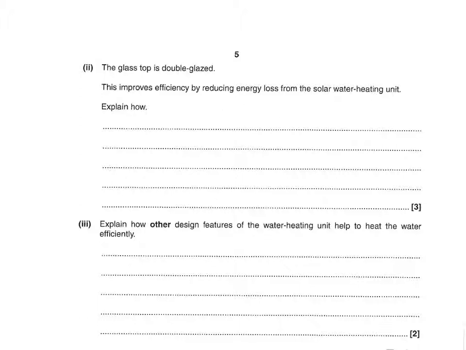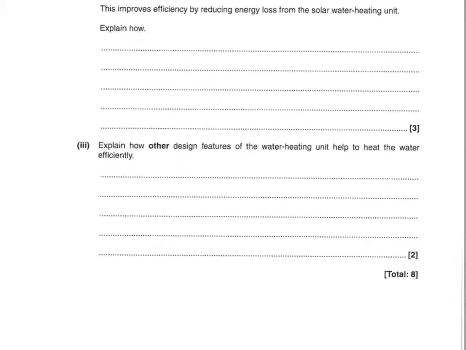You could also say the air or the gap or the vacuum prevents convection for another mark. Or you could say the infrared is reflected back into the container. So 3 out of those things. So can I say air is trapped, the air or the gap or the vacuum prevents conduction, the air or the gap or the vacuum reduces or prevents convection, and you could also say the infrared is reflected back.